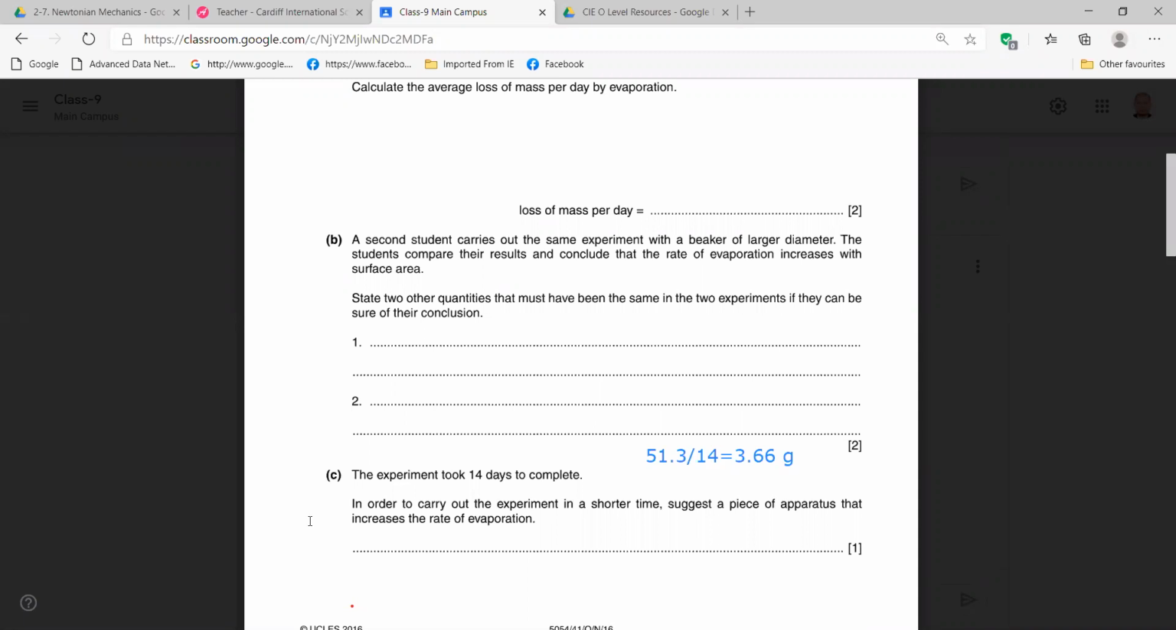Then a fan. Yes, you can bring a fan. Very good. You can write anyone you like, no problem. So this experiment is over.